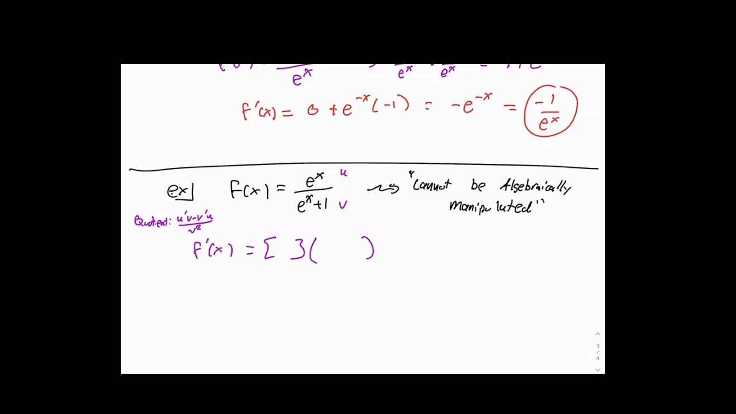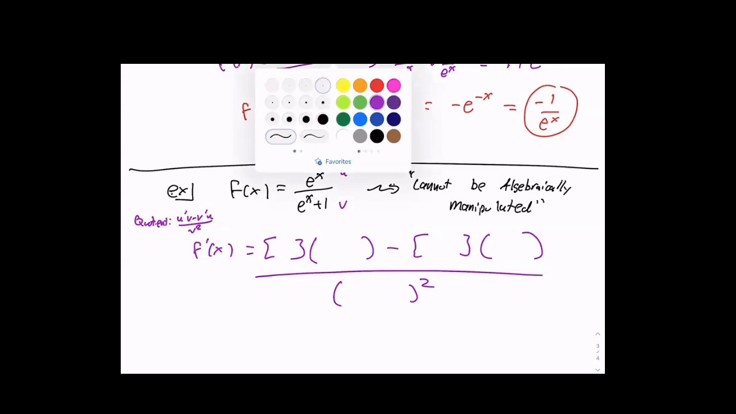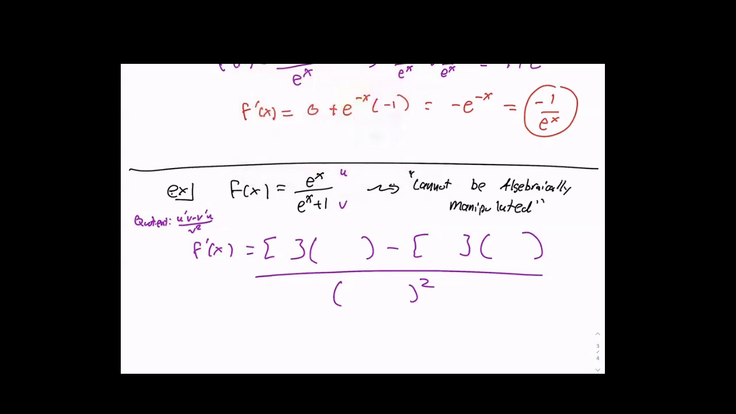I like to do this sometimes. That's how the quotient rule is always going to look. It's a derivative times a function minus a derivative times a function over a function squared. So what's u prime? One over e? No. What is u prime?